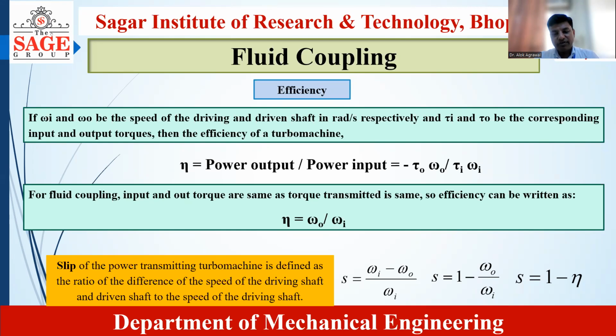It is the ratio of the difference between the speed of the input and output shaft to the speed of the input shaft. So it is defined as the ratio of the difference of speed of driving shaft and driven shaft to the speed of the driving shaft. That is (omega I minus omega 0) by omega I. Now this can be written as 1 minus omega 0 by omega I, and omega 0 by omega I is known as efficiency. So there is a relationship between the slip and efficiency of the fluid coupling: slip is 1 minus efficiency. If the efficiency of this turbo machine, that is the fluid coupling, is 95%, that means the slip will be 5%.